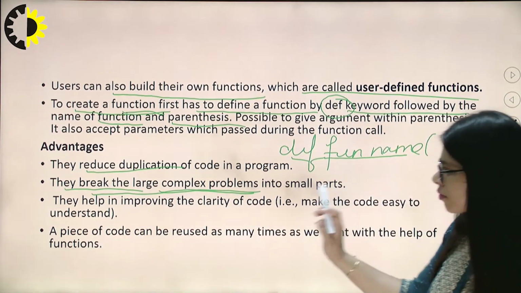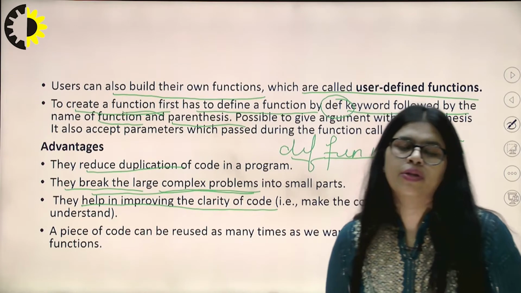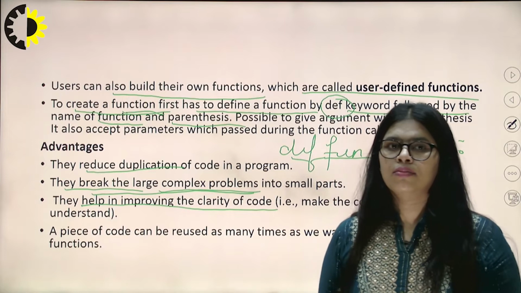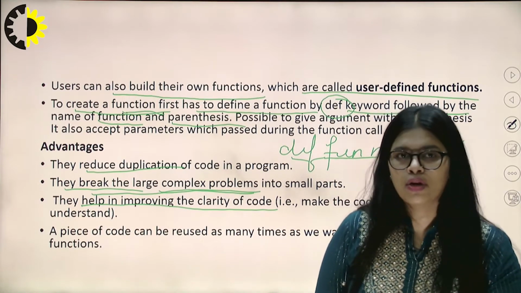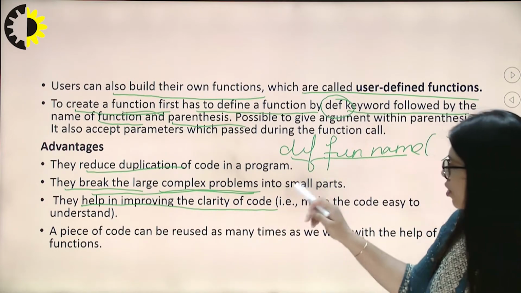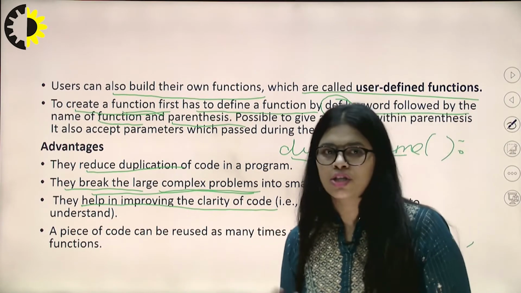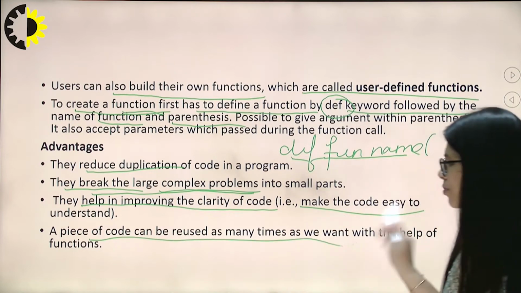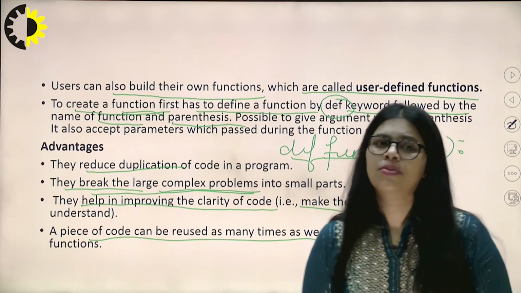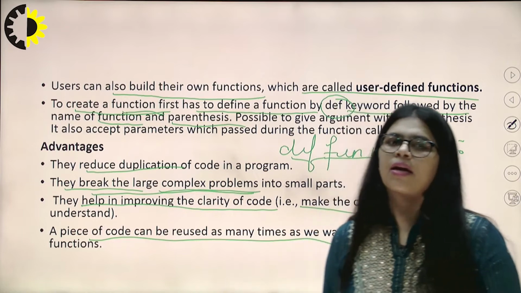Okay, they help in improving the clarity of code. It means the programmer or the user can easily understand the functionality of a code. They need not understand the complexity of the code. They will easily understand what the code is and what is going on in the code. It makes code easy to understand and easy to use. A piece of code can be reused as many times. As I have already told you, a function can be called multiple times for printing the value. It will not create any kind of problem.